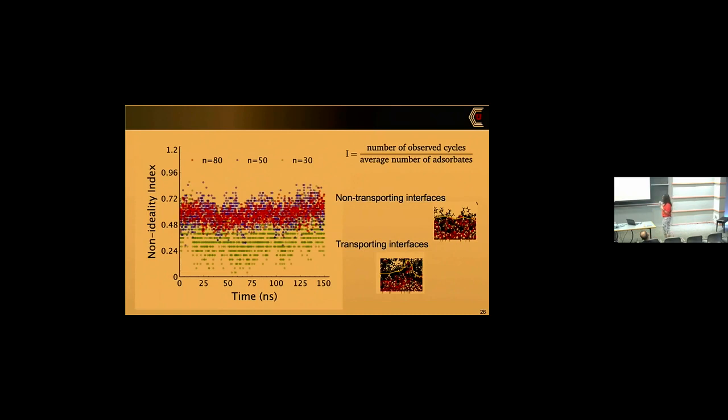In this non-ideality index that we developed, an I value of 1 is ideal, and an I value much less than 1 is non-ideal. So if we have a non-transporting interface, a pretty flat surface where all the adsorbates are relatively homogeneously distributed but nothing's really happening, then the non-ideality index is in the 0.7 to 0.8 region. But if you have a transporting interface where things are moving on and off, and as a consequence of the transport the surfactants are collecting together, then we have a very low non-ideality index that is very characteristic of this transporting interface, and you get much larger fluctuations in this descriptor space.